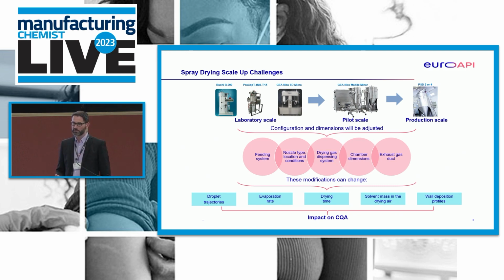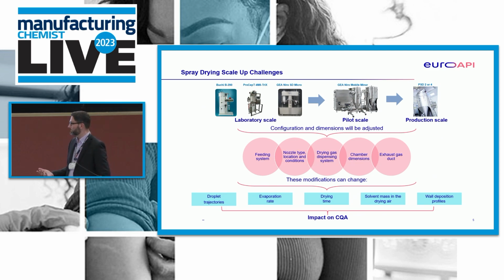When you're scaling between these units, there are different things that are going to be different between each scale. So your feed system, the size of droplets that you can create, purely based on the scale at which you're operating, where those nozzles are located, how the drying gas is flowing around the system. Big thing is the dimension of the chamber itself, how well insulated it is, what the thermodynamics, how that behaves, loss of temperature from the system, how the exhaust gases, how the ductwork is configured. Lots of things are going to affect essentially how the drying process performs.